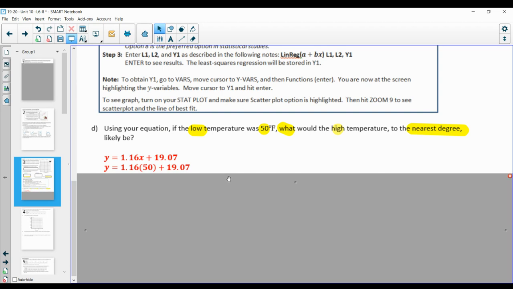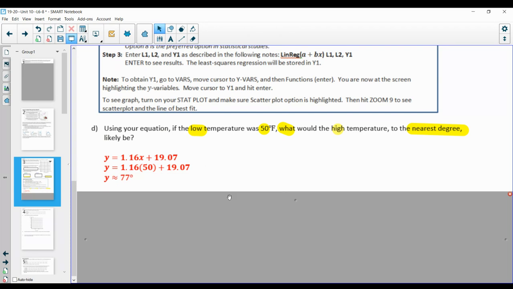You're just going to sub that in. Feel free to use your calculator, round appropriately, and you get 77 degrees. So if the low temperature is 50 degrees, using our line of best fit, our high temperature for that day should be 77.